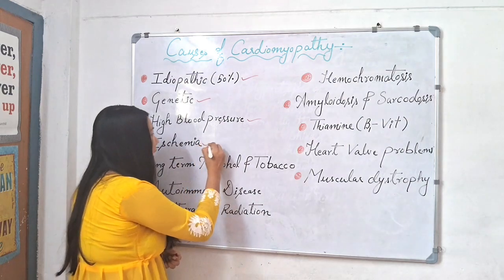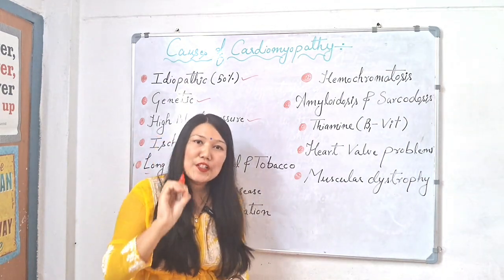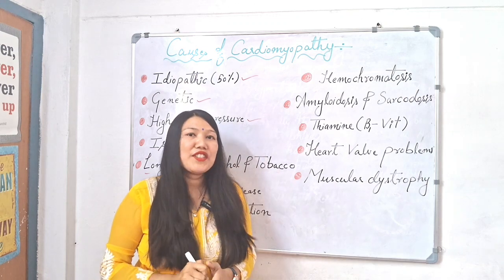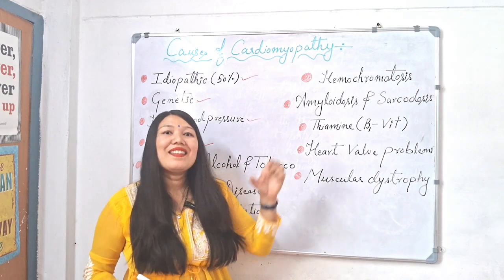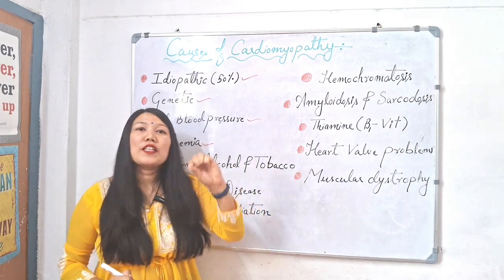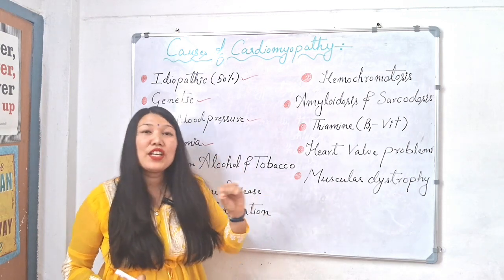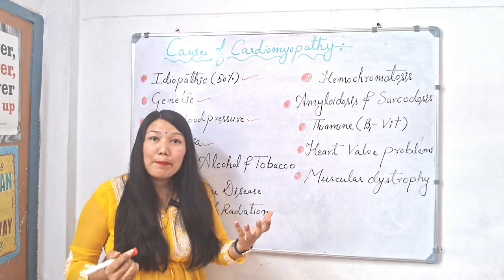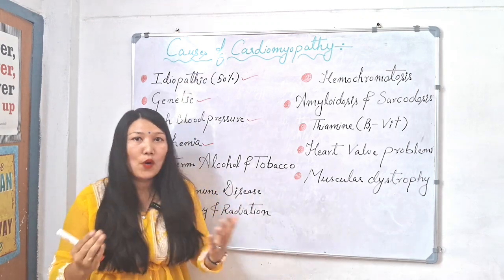Next we have ischemia. Ischemia means a condition where there is a low oxygen and nutrition supply in the blood. Okay, if someone is suffering from coronary artery disease, what happens in the coronary artery? There is atherosclerosis formation, or plaque formation in the coronary arteries. So if there is plaque formation, and if there is rupture of the plaque, what will happen? The heart muscles will not be able to get a sufficient amount of blood and oxygen.